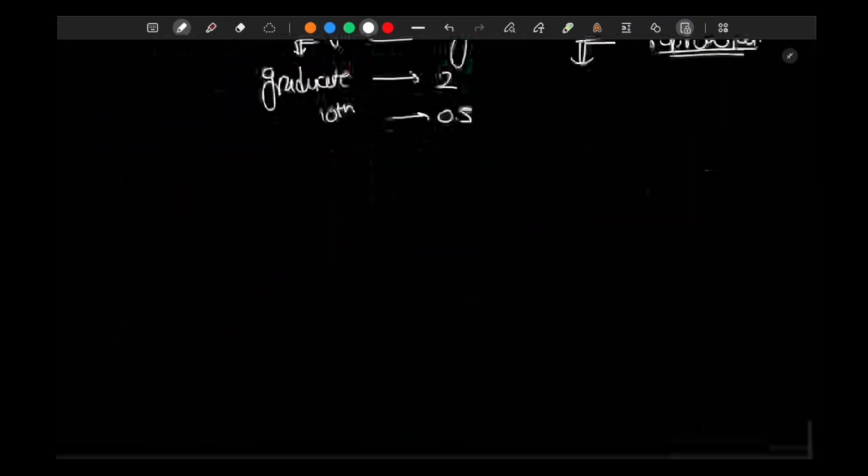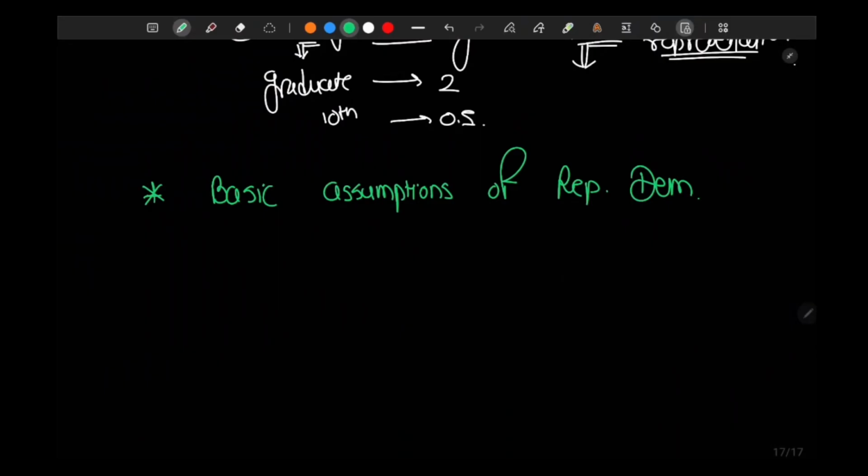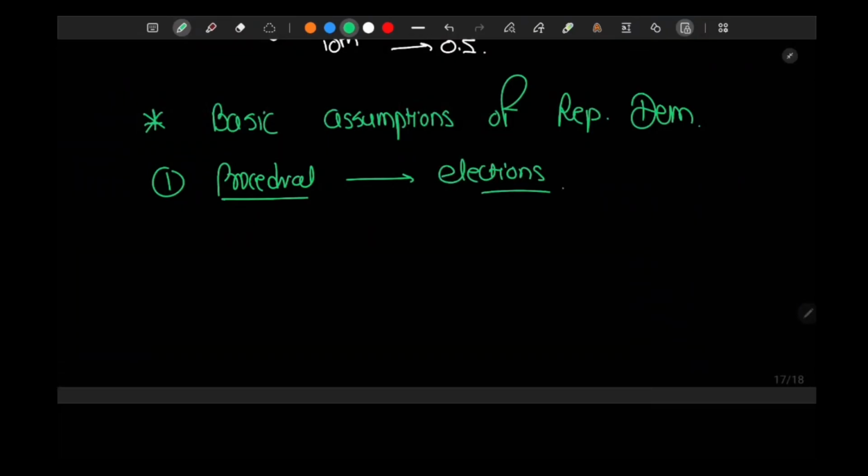Now we have to see some basic assumptions of representative democracy. The first basic assumption is that it is very procedural. It talks about elections and it talks about representation. It does not talk about active participation of people.